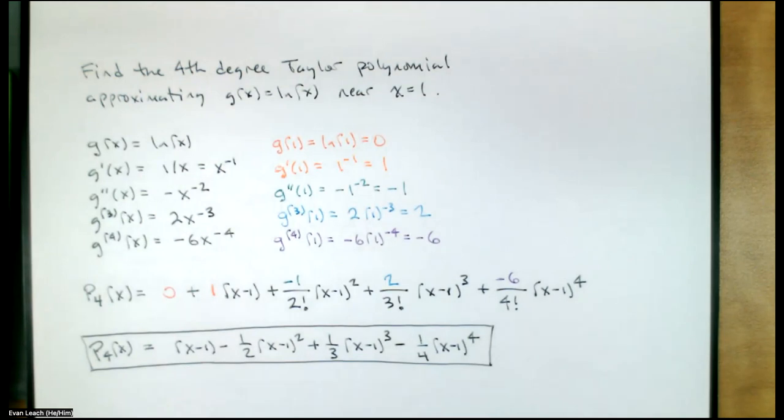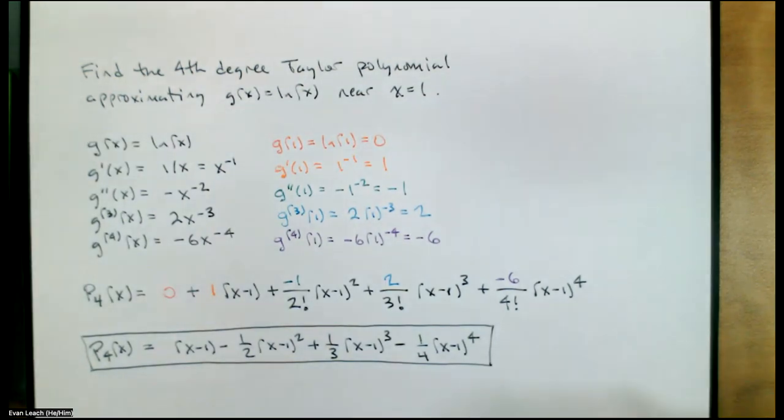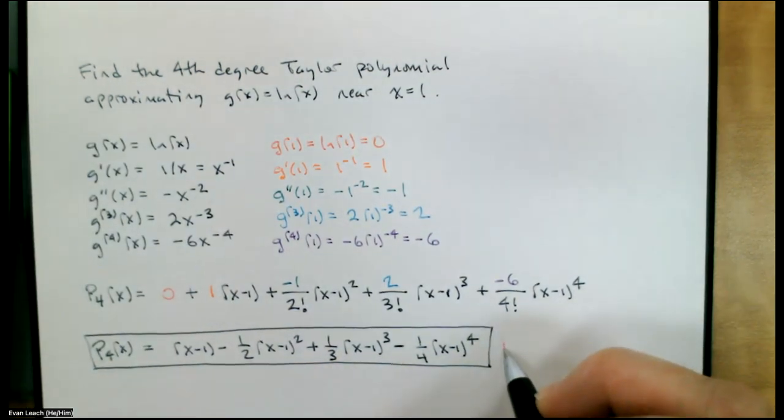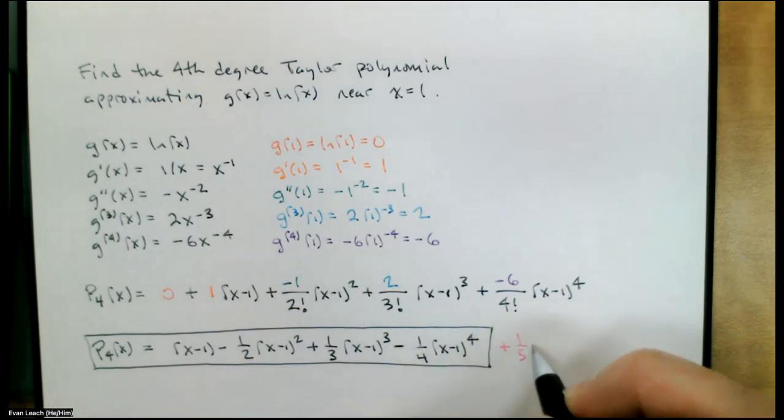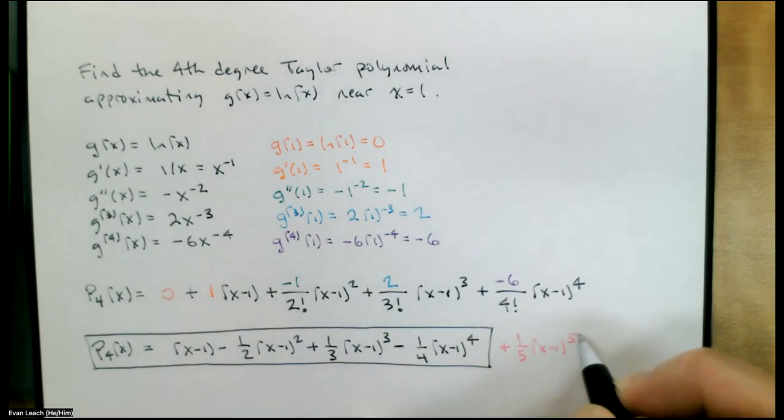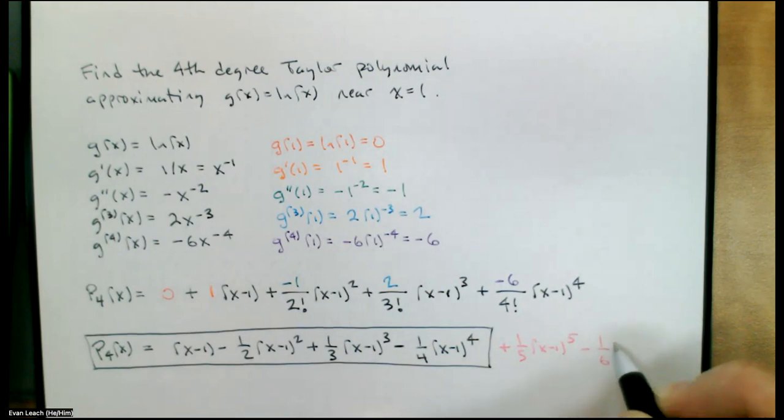We want to make sure that we identify the pattern. So the next term would be plus 1/5 times (x minus 1) to the fifth, then minus 1/6 (x minus 1) to the sixth.